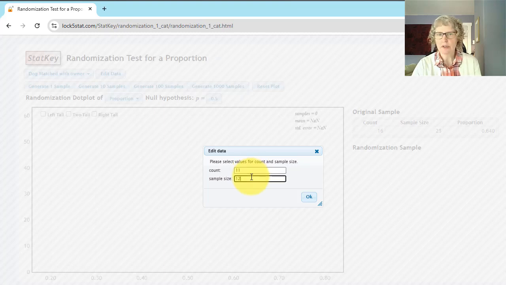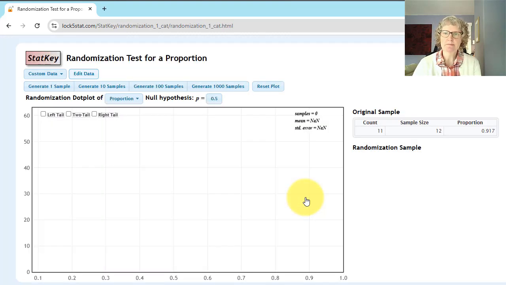And you can click or you can hit Tab to get to the next one. Okay, great. So in our original sample will always be that one sample we entered. So you can see 917. StatKey only uses 3 digits, so they rounded it to 917. Okay, so now we can do our simulations.